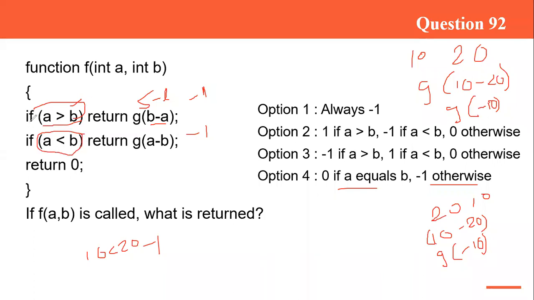But if both are same, if I take 10, 10, what will happen? 10 greater than 10 false, 10 less than 10 false, return 0. Understood that? Clear, I hope. Others already clear, but anyone else? Any other doubts? I hope it's clear. Going for the next one.